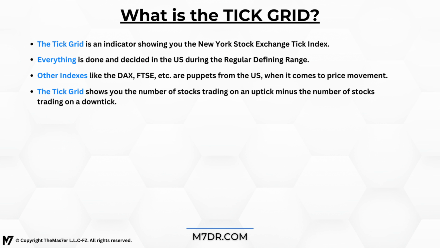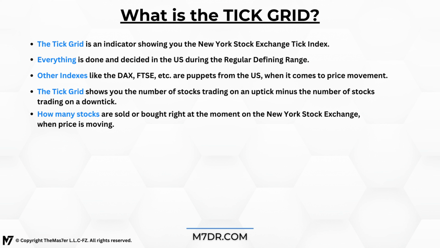The tick grid shows you the number of stocks trading on an uptick minus the number of stocks trading on a downtick, and is used by day traders to view the overall market sentiment at a given point in time. To simplify, it shows you how many stocks are sold or bought right at the moment on the New York Stock Exchange when price is moving.